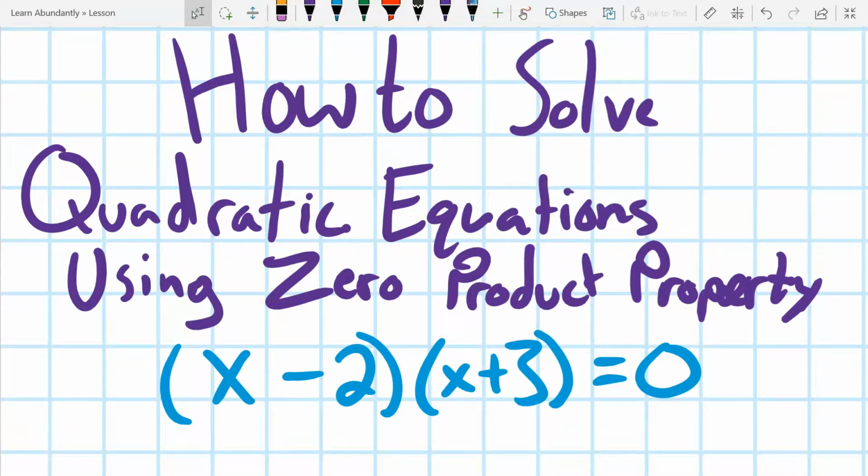Today we're going to learn how to solve quadratic equations using the zero product property.